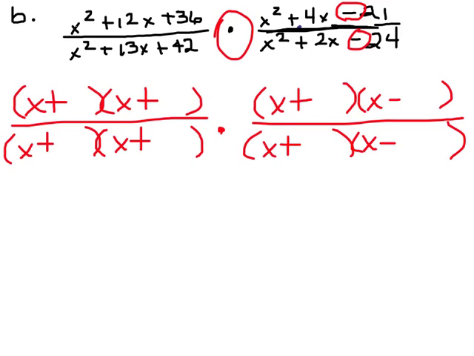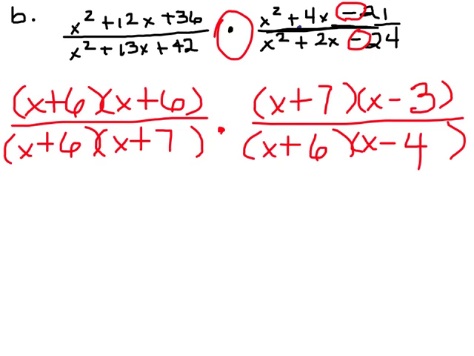Alright, let's fill in the numbers then. The factors of 36 that would add to 12, obviously, are 6 and 6. The factors of 42 that would add to 13 are 6 and 7. The factors of negative 21 that would give me a positive 4 are 7 and 3, and that 7 is going to need to be the positive one, so I can have a positive 4. And then the factors of negative 24 that would give me a positive 2 are going to be 6 and 4, and I'm going to need the 6 to be positive and the 4 then to be negative.